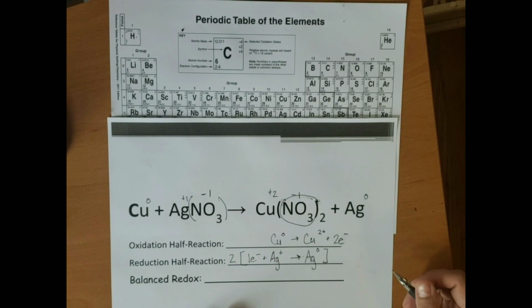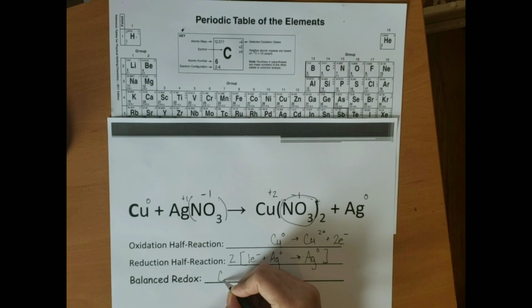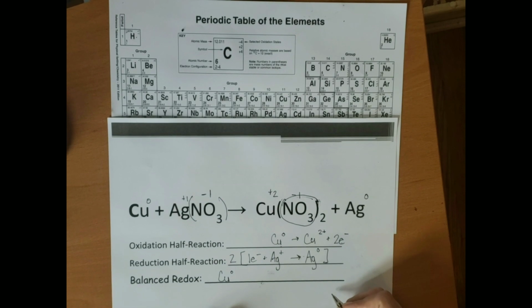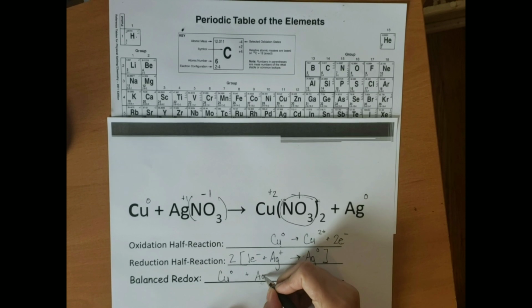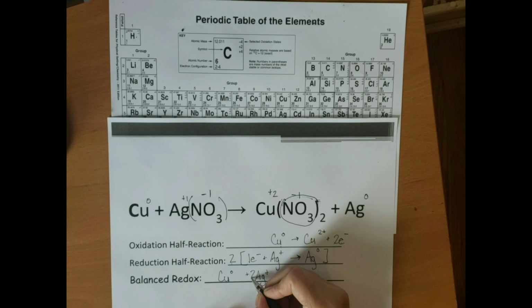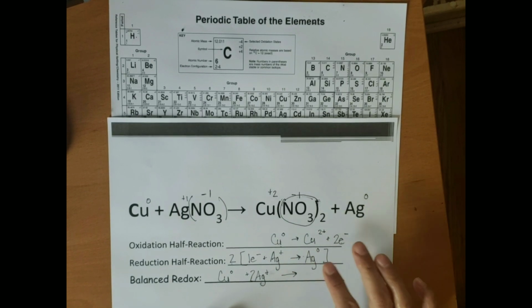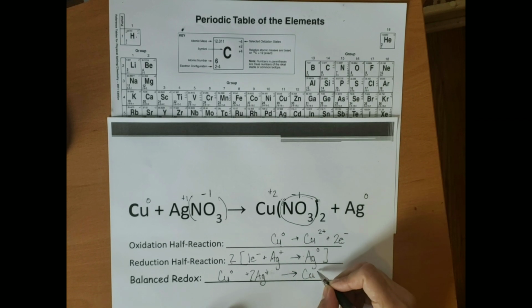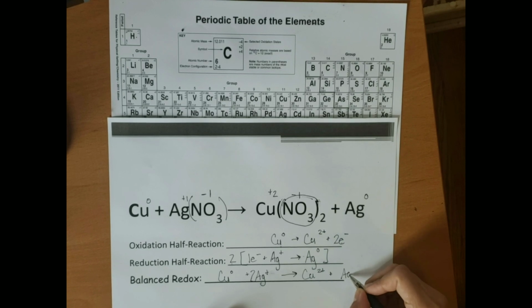So when I have my balanced reaction, on my reactant side, I have copper with a charge of 0, and I have silver with a charge of +1. But since I had to multiply the whole reaction by 2, I actually have 2 silvers. And then on the other side, I'm going to have copper with the charge of +2, and I have silver with a charge of 0, but again, I have 2 silvers.